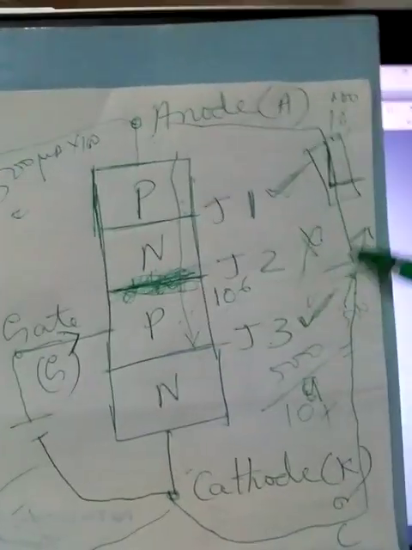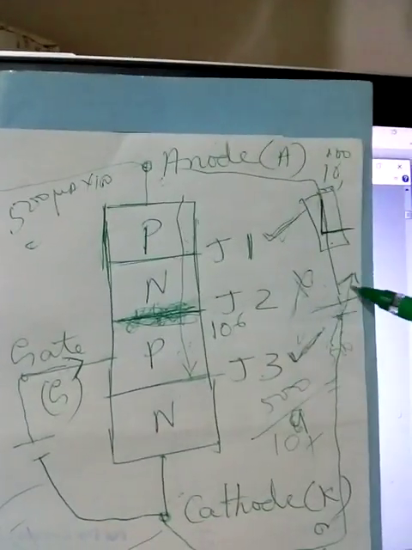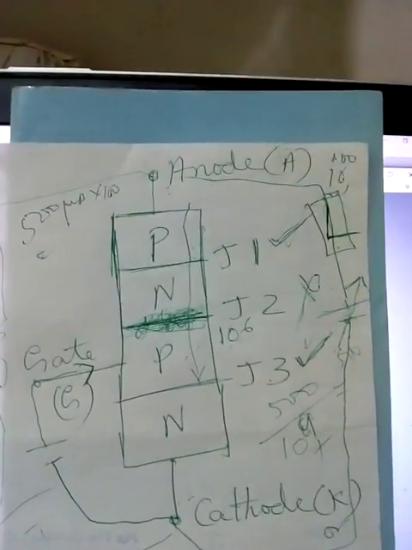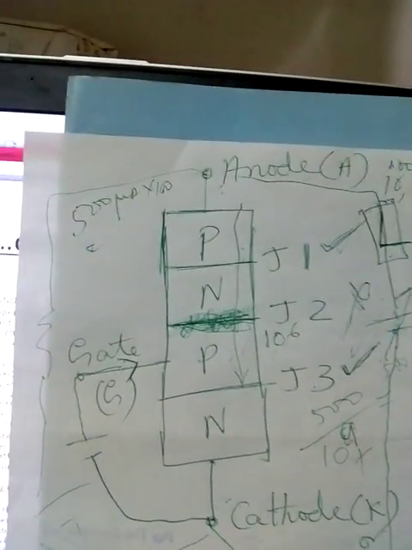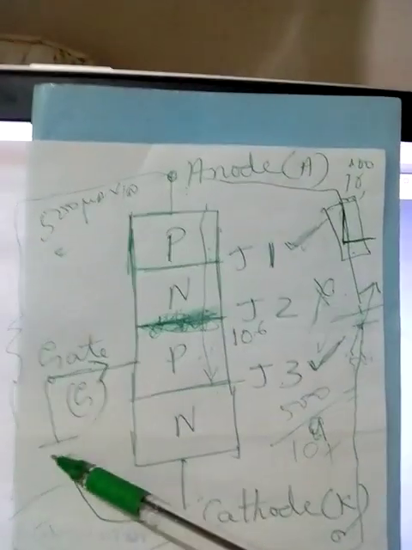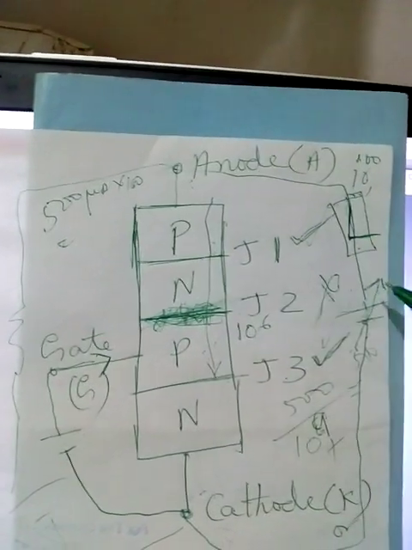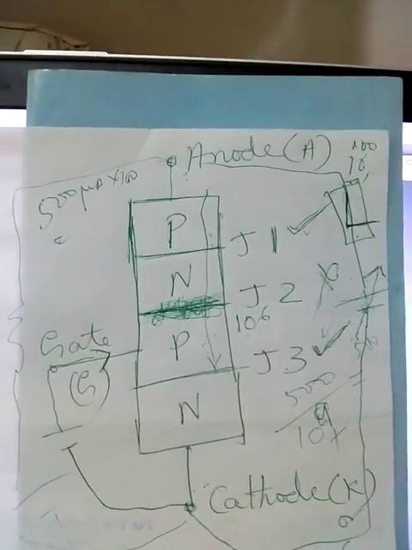More the gate current, less voltage is enough here. In other words, more voltage here, less gate current is enough. Both are cooperating with each other. If there is high voltage here, less gate current is enough. If there is high gate current here, less voltage is enough here.